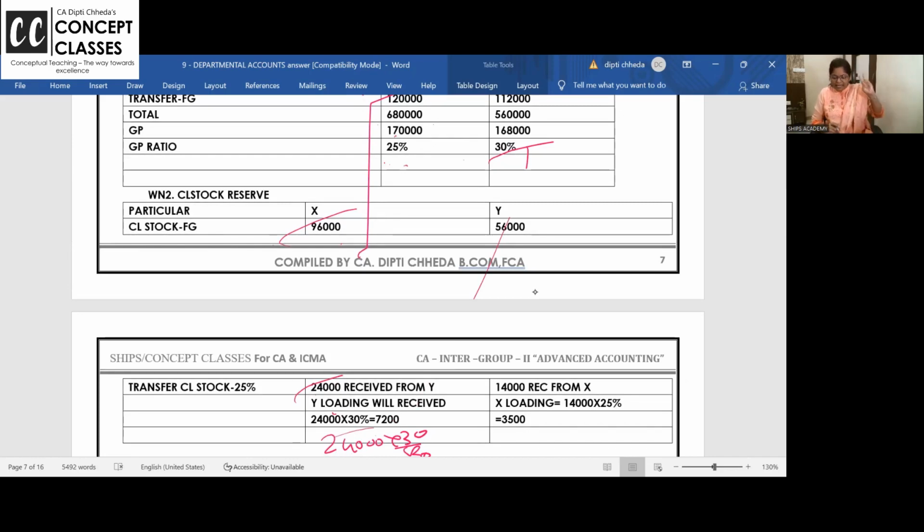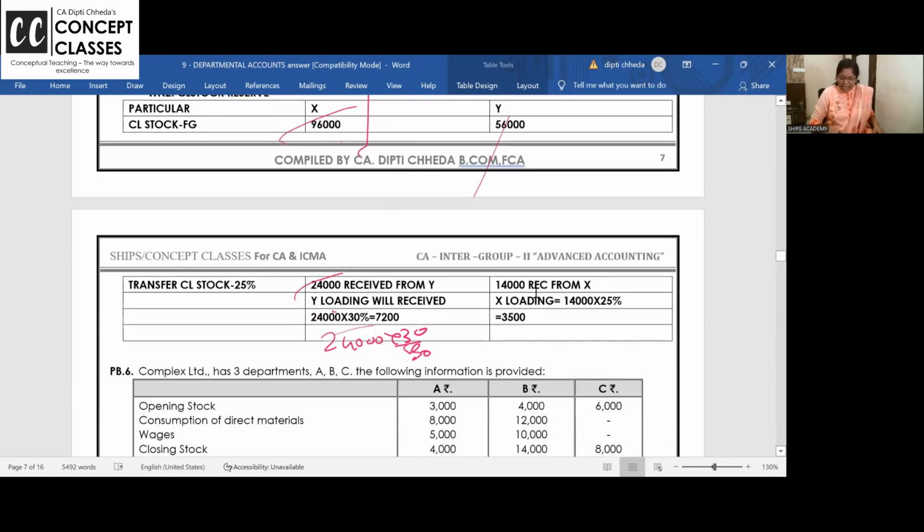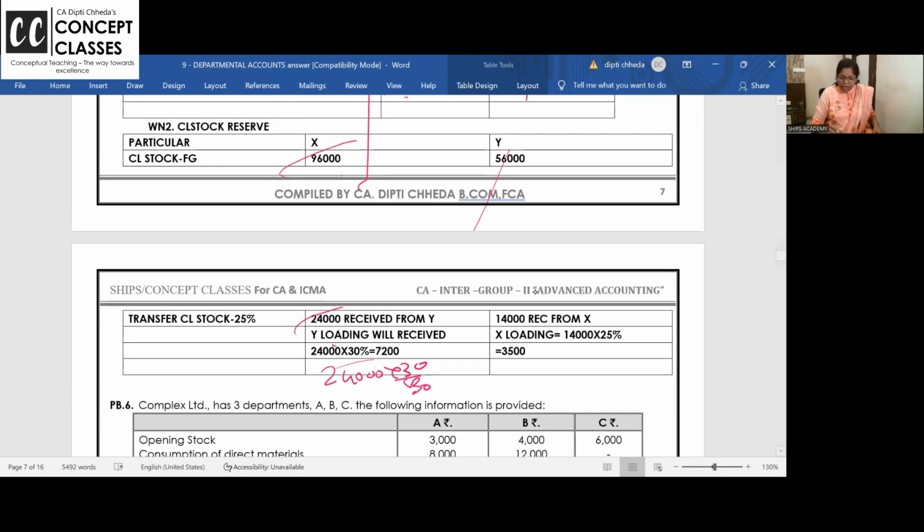Pitfalls. Alert sign for you all. While calculating the GP ratio, don't take purchase of goods transferred, because there is no profit. Sales and transfer of finished goods, how much profit did you earn on them? Second pitfall. In my goods, Y's stock is 24,000, but take Y's loading, not mine.